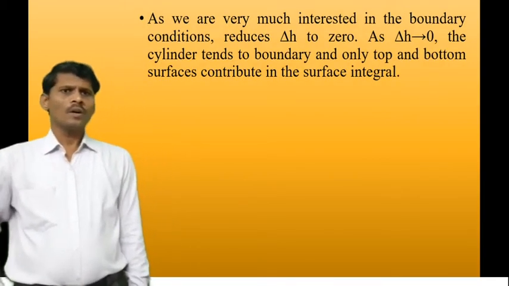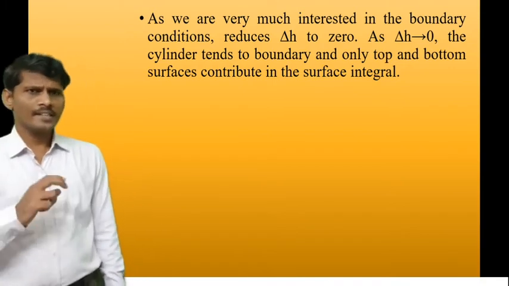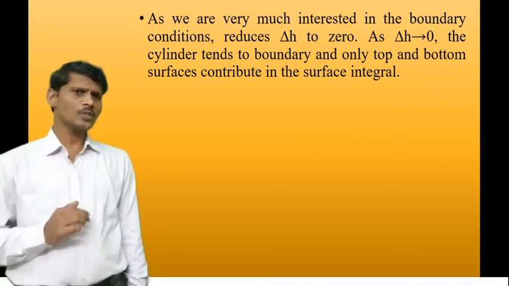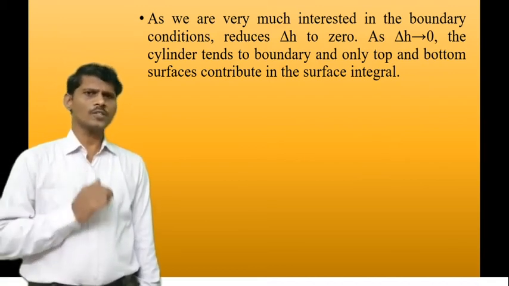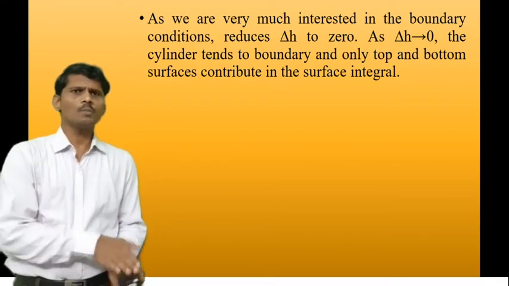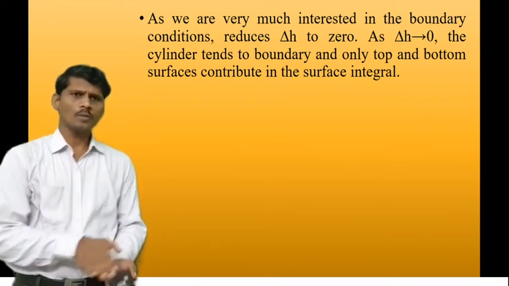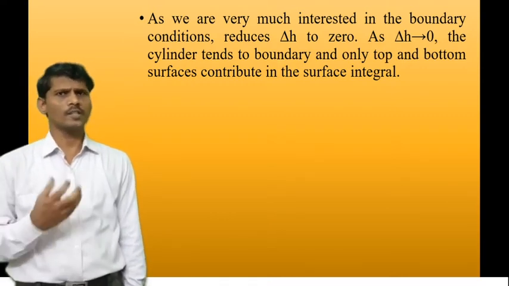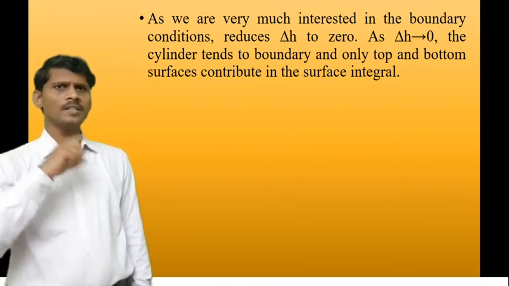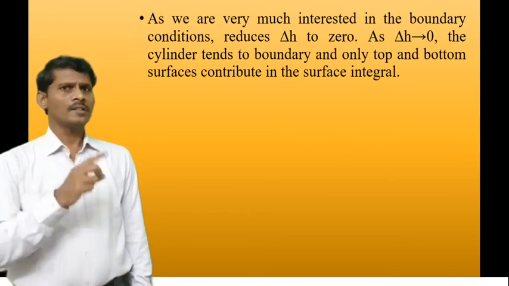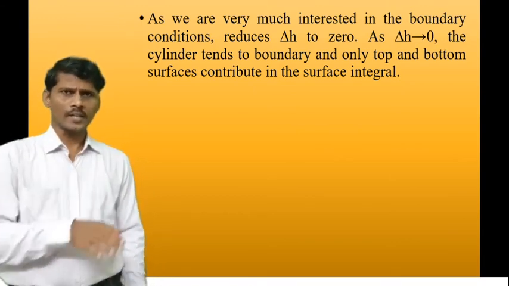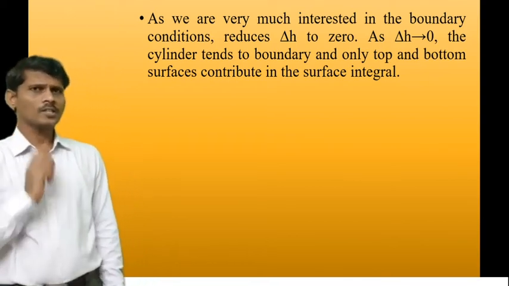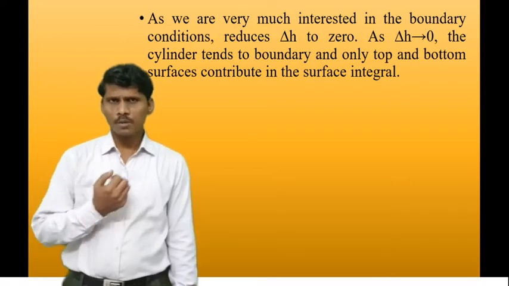As we know, what is the height of the cylinder? The height of the Gaussian surface is delta h. That height reduces to 0. As delta h tends to 0, the cylinder reduces to the boundary. So only the top and bottom surfaces contribute to the surface integral. The lateral side integral will be 0, since the height reduces. So the lateral surface integral of B bar dot dS bar value is 0.